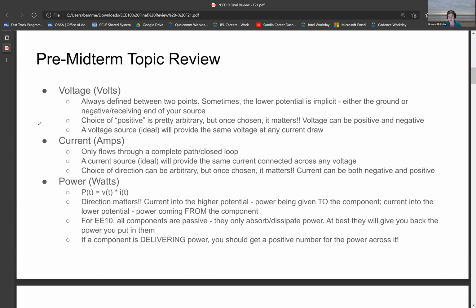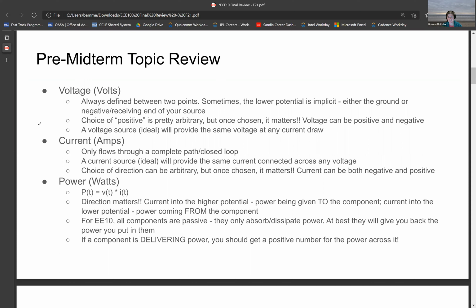So just a brief review of pre-midterm topics. You should have a pretty firm grasp on these by now, but voltage is defined by 2 points. When you select a voltage polarity in a problem, you want to stick with the voltage polarity that you've selected. Any sign convention you choose is fine as long as you're consistent with it. And then for current, it only flows through a closed loop. So if you have an open port, there isn't going to be current flowing through that branch.